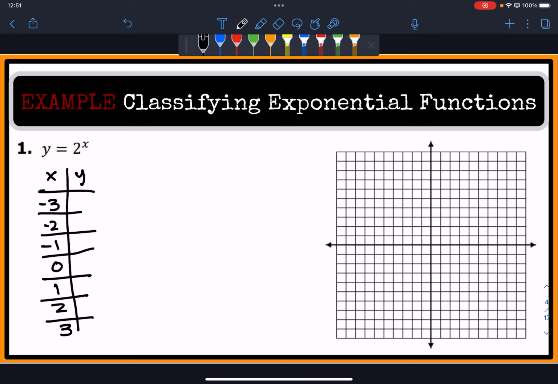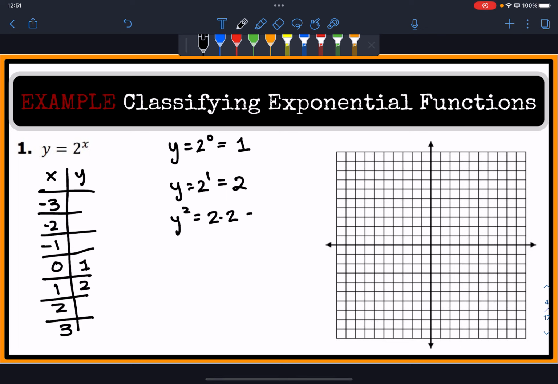Now, I'll start with the simple one, and I'll start by plugging in 0 for x. Well, 2 to the 0 power is equal to 1, just like anything to the 0 power is equal to 1. 2 to the first power obviously means just 2, and 2 to the second power means 2 times 2, which is 4. Sorry, I put that exponent in the wrong place here.